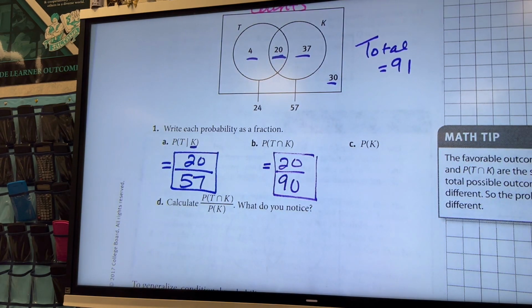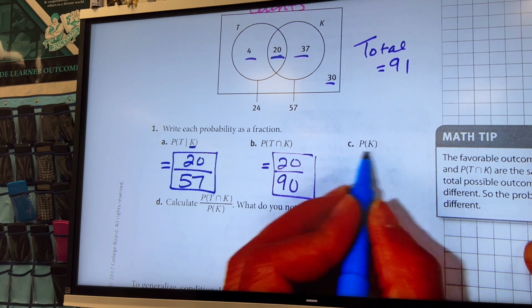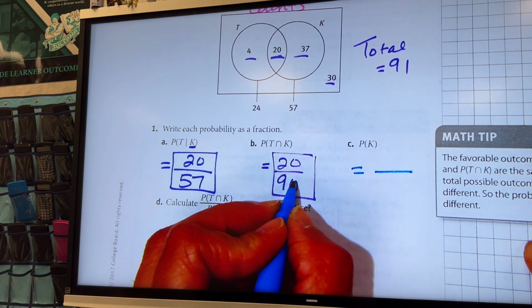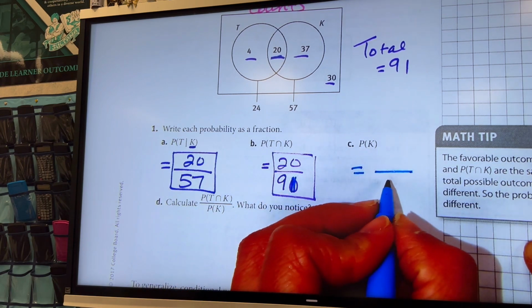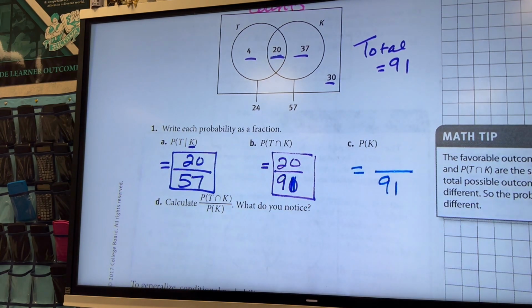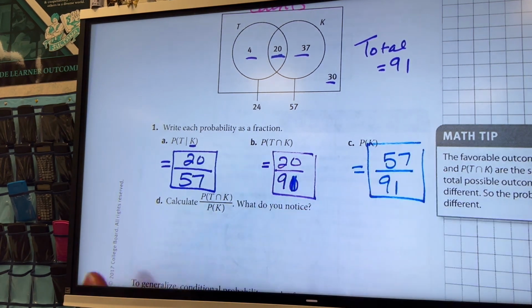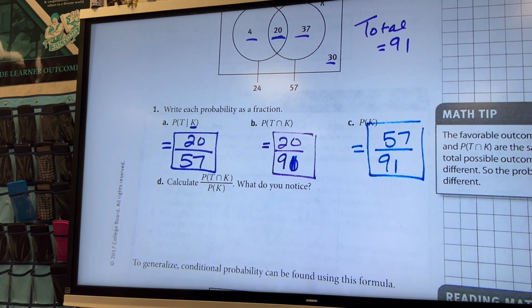And then the probability of just K is not conditional because there's no given bar. So it's also going to be out of 91. I wrote 90, not 91. And how many are in the known gender bubble? 57. So it's 57 out of 91. So we've got those three fractions representing three different probabilities.